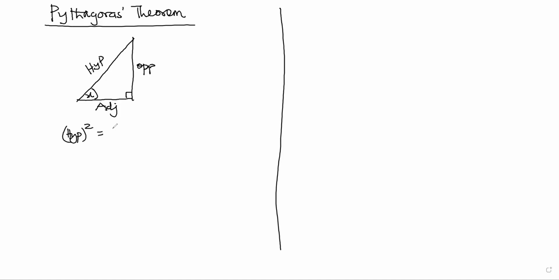squared is equal to your opposite squared plus your adjacent squared, which we can write using variables by saying a squared equals b squared plus c squared. Okay, so that's it. All right. Now let's take some questions.